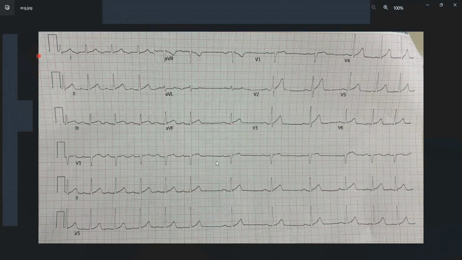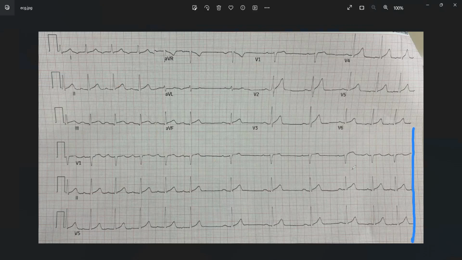So the first thing, of course, that we look at is the axis. Let's try and get that up over here. Hopefully I can do a better job than the last time. So if we look at our quadrants over there, we've got our lead 1 here and our lead AVF on this side. And we've got the normal, the left, the extreme right, and the right. So let's have a quick look at his lead 1. Lead 1 is primarily positive, so that means it's either in the left quadrant or in the normal.